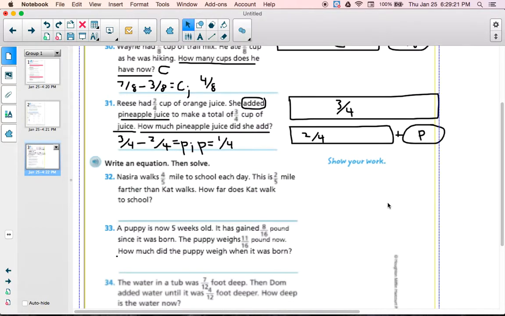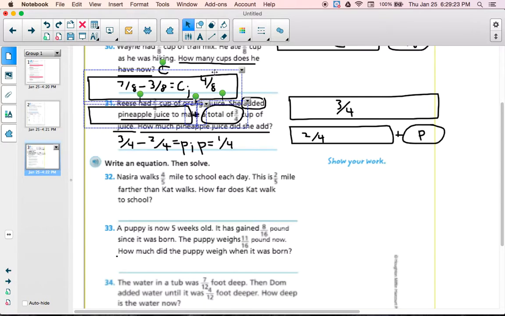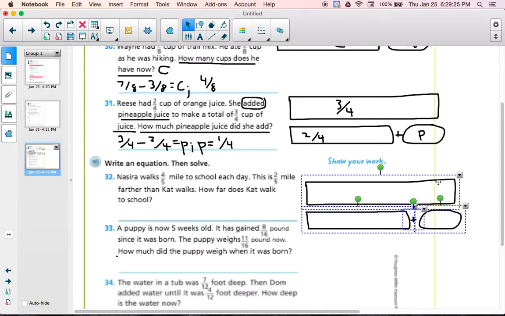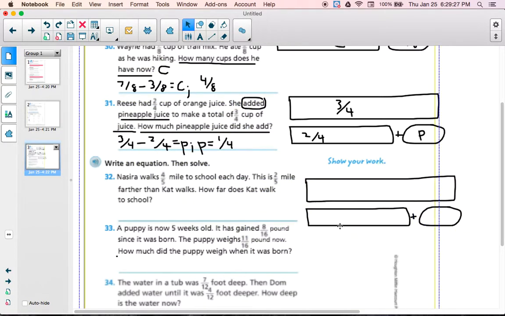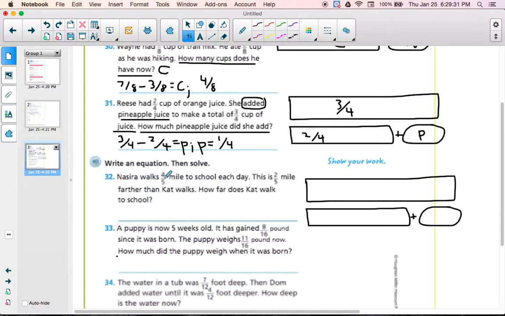Let's see if we can make this work again. One last time, and then you can do the rest on your own. I'm using comparison bars. It says, Narisha walks 4/5 mile to school each day. This is 2/5 mile farther than Kat walks. She walks 2/5 miles more than Kat. Here's the question, how far does Kat walk to school?